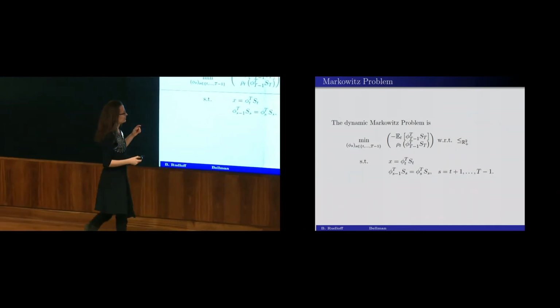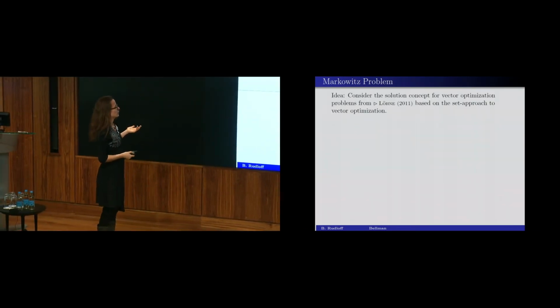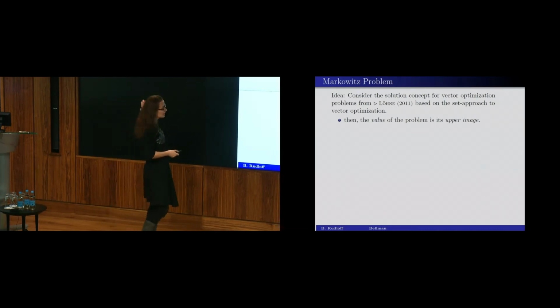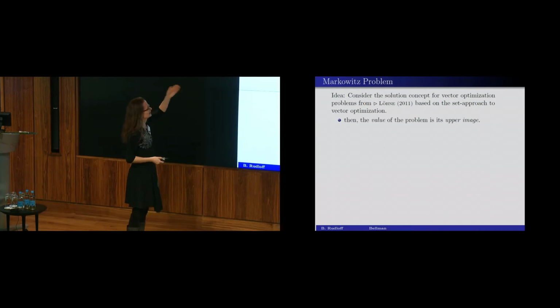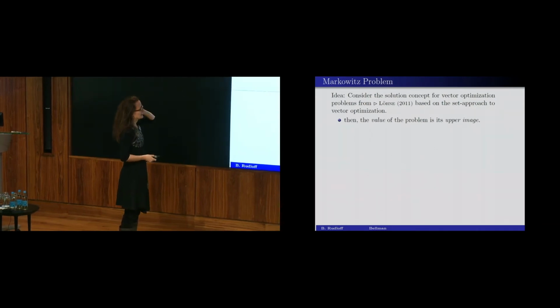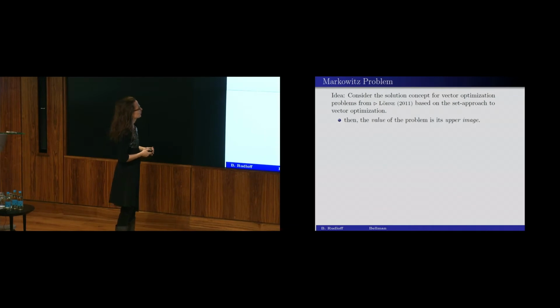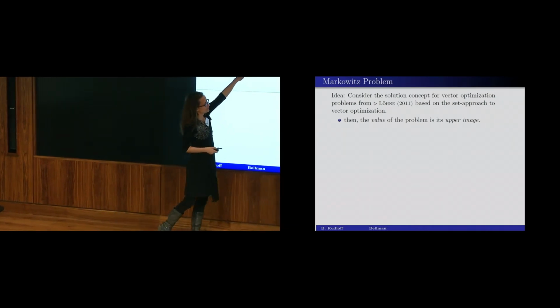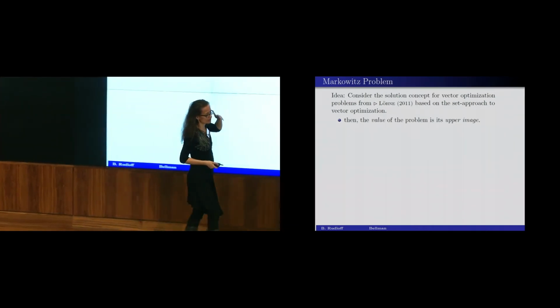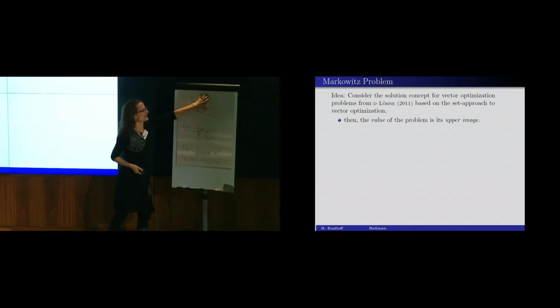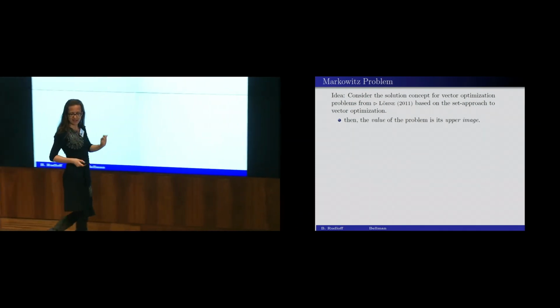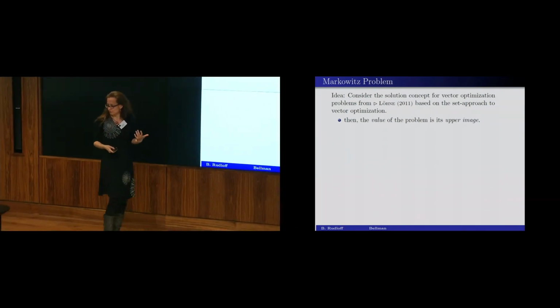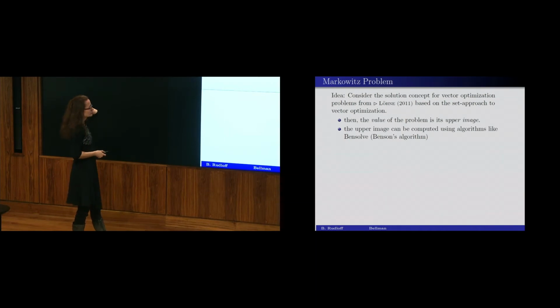And this approach I try to use for our type of problem. So I used this new concept, which was, let's say, invented by Andreas Hamel and Andreas Löhne, and it's called the set approach to vector optimization problems. And then the value of the problem is nothing else than the upper image, and the upper image is the set whose boundary is the efficient frontier. So suddenly I have a definition of what the value would be. And this upper image, we have algorithms to compute it anyway.